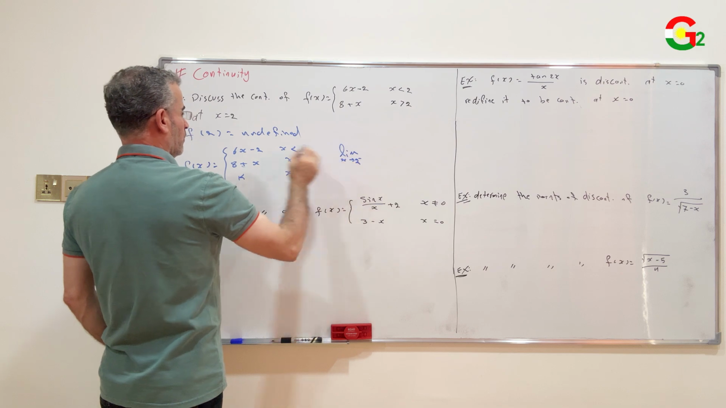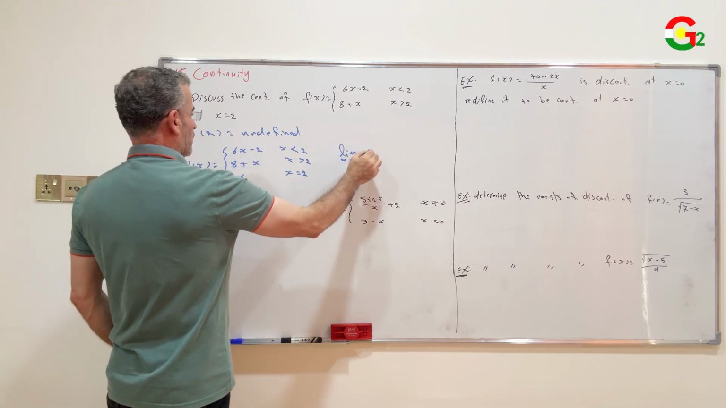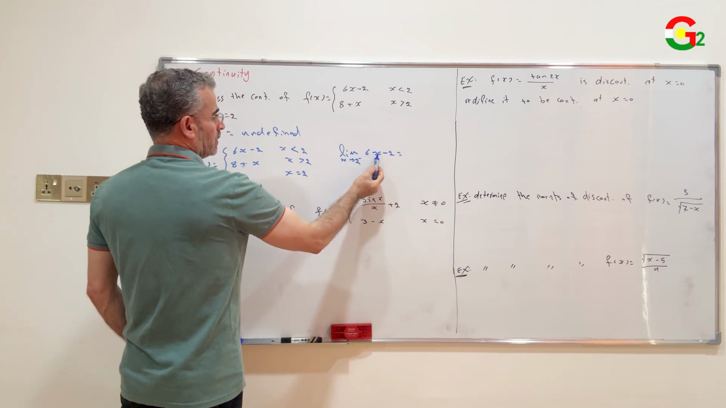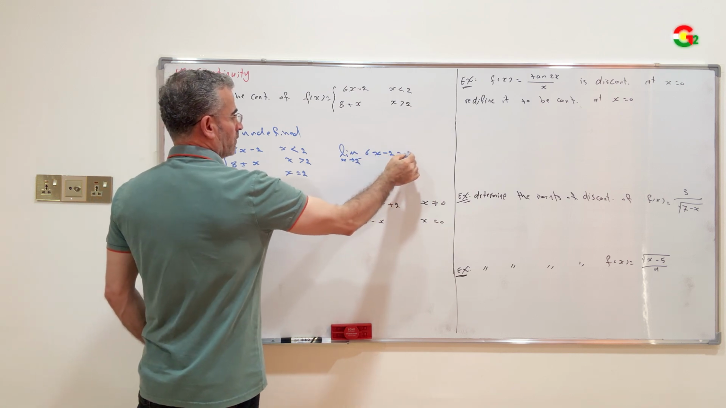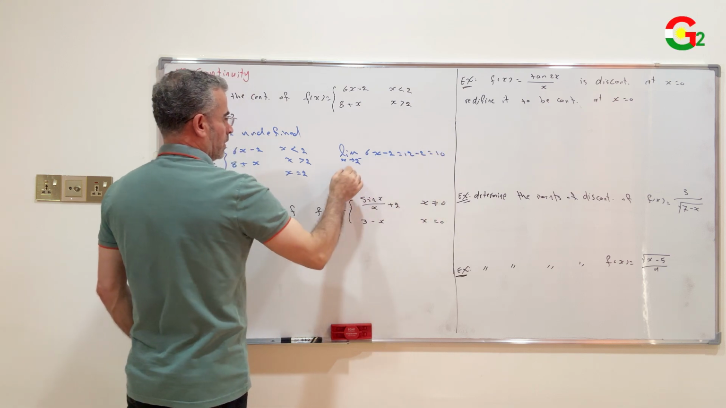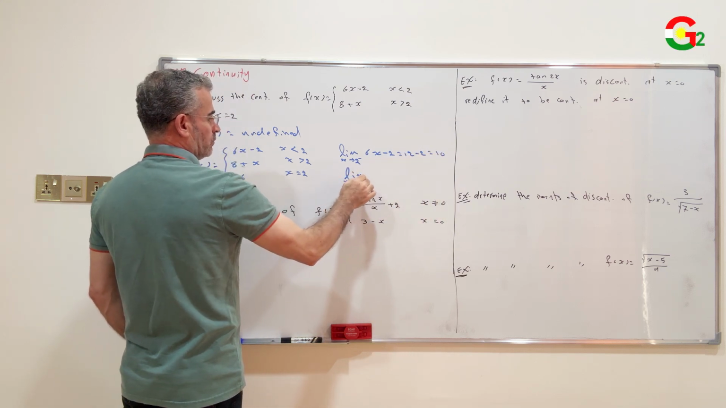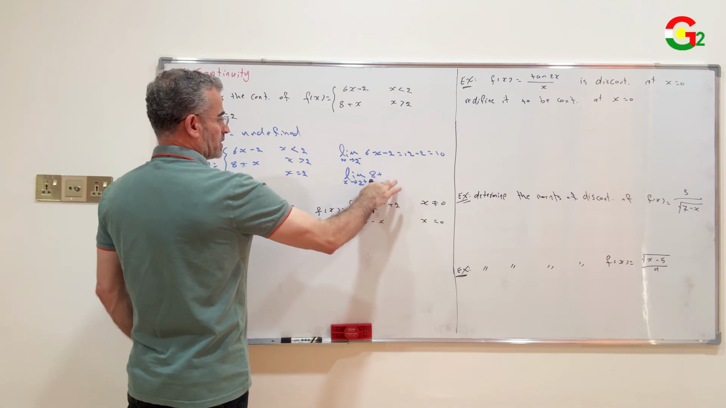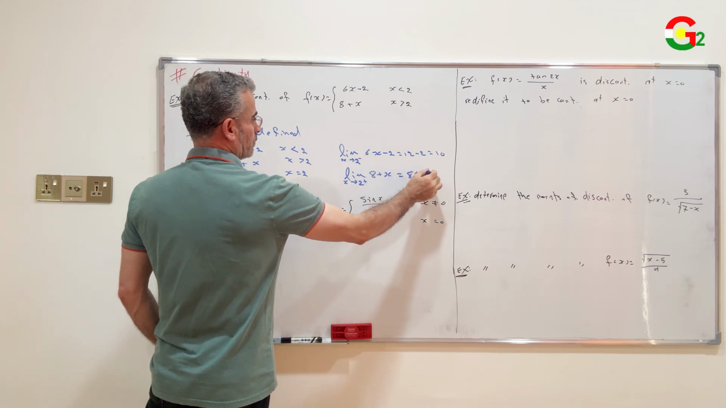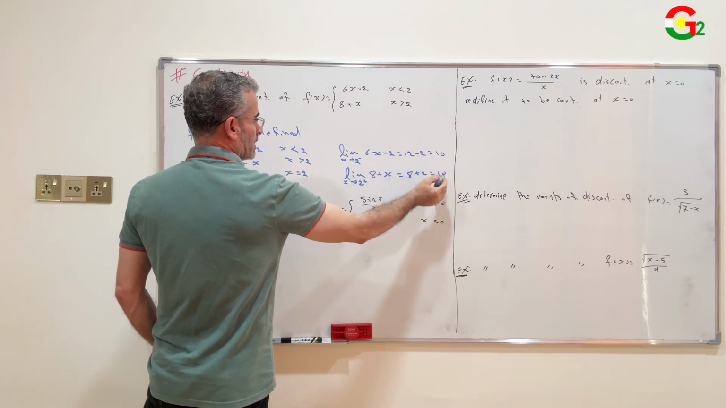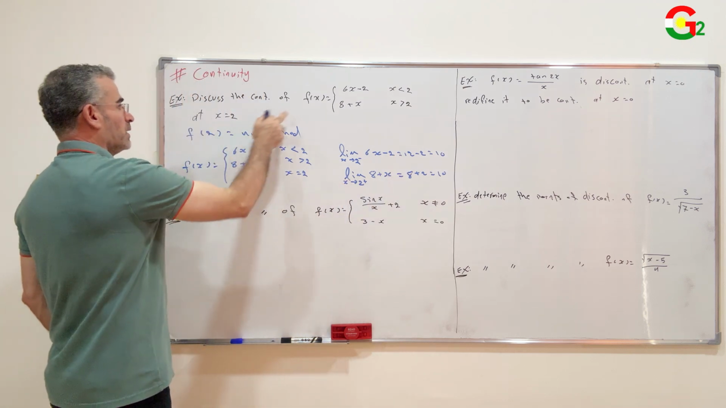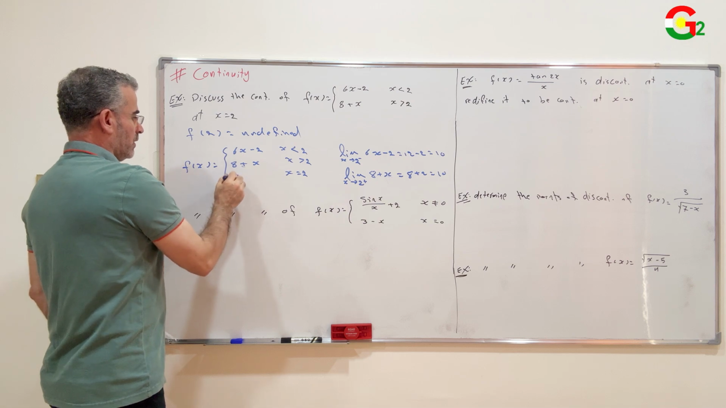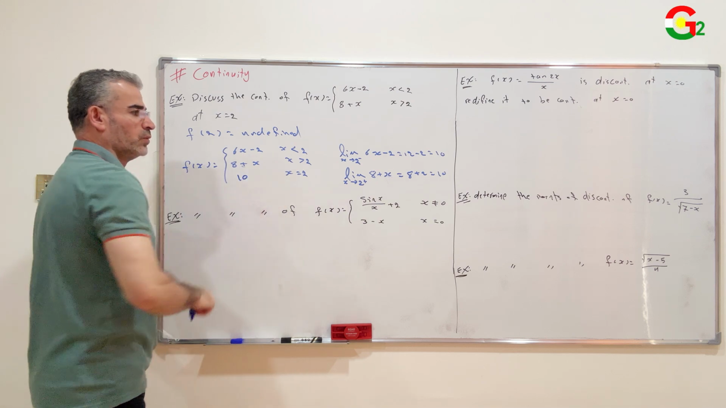When x approaches 2 from the left, substitute in this segment 6x minus 2 equal to 6 times 2, 12 minus 2 equal 10. And the limit when x approaches 2 from the right, substitute in this segment 8 plus x equal to 8 plus 2 equal to 10. Since the limit exists and equals 10, then I can redefine this function to be continuous by setting 10 when x equal to 2.